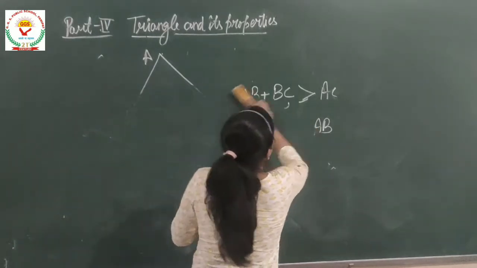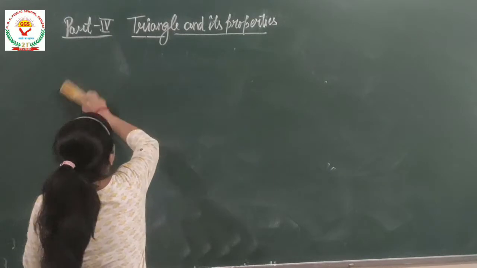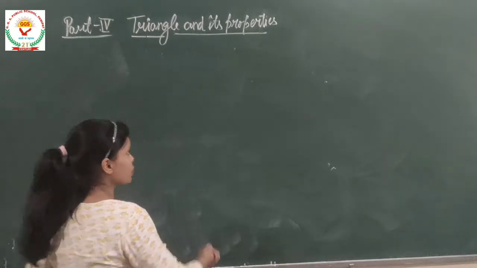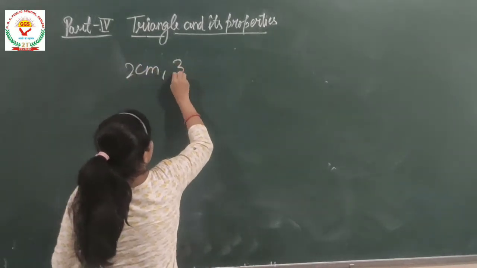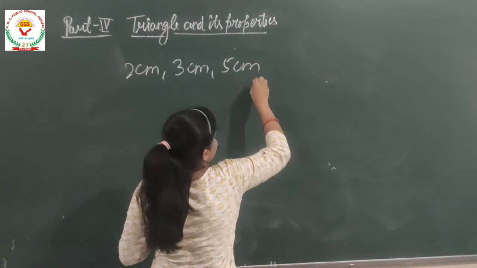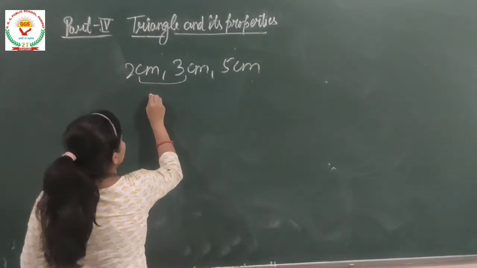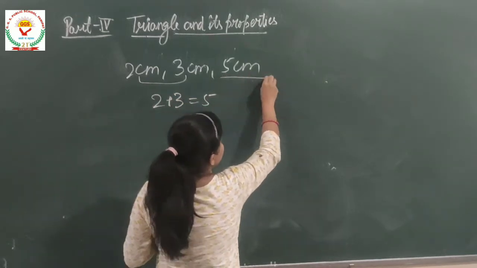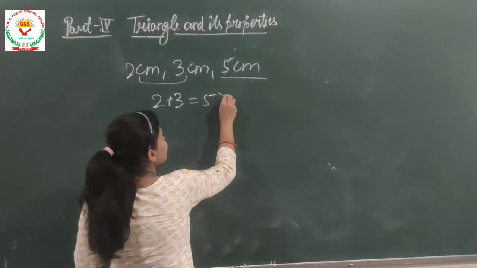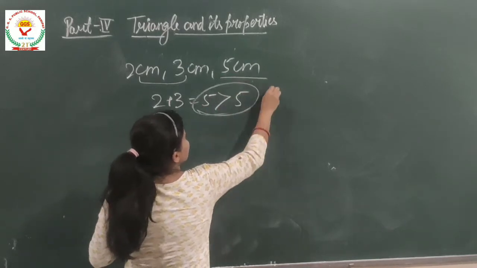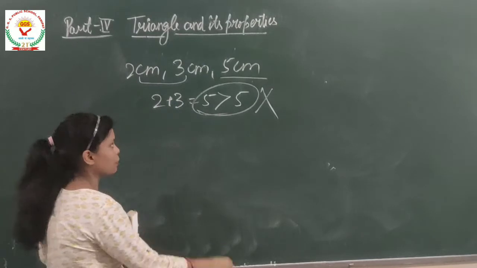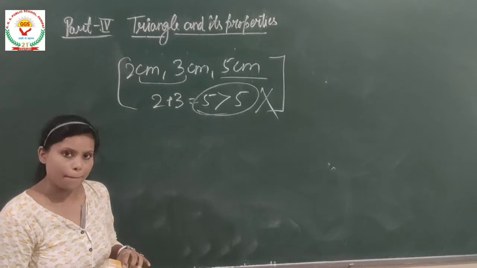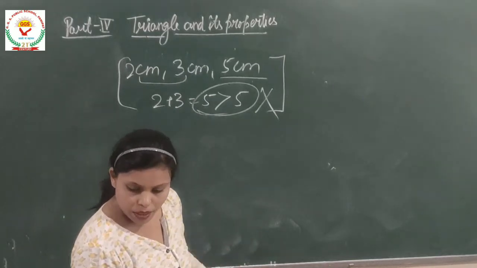So let's do question number 1. Question number 1 says, is it possible to have a triangle with the following sides? The first one is 2 cm, 3 cm and 5 cm. If we add these two, 2 plus 3 is equal to 5, and the third side is equal to 5. The sum should be greater than the third side, so this is not satisfying the condition. That means this triangle cannot be made.